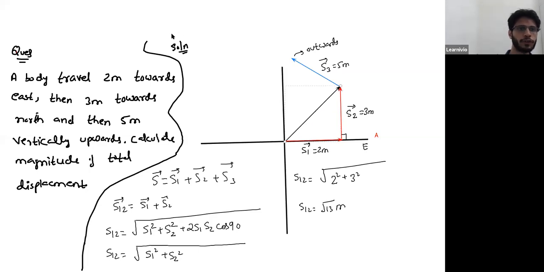Okay, Noor. Now, can you guess the angle between this S12 and S3? Because now we have to add S3. First of all, we added S1 and S2 and got a vector S12. So to calculate total displacement, we need to add S12 and S3. So Noor, what's the angle between S12 and S3?